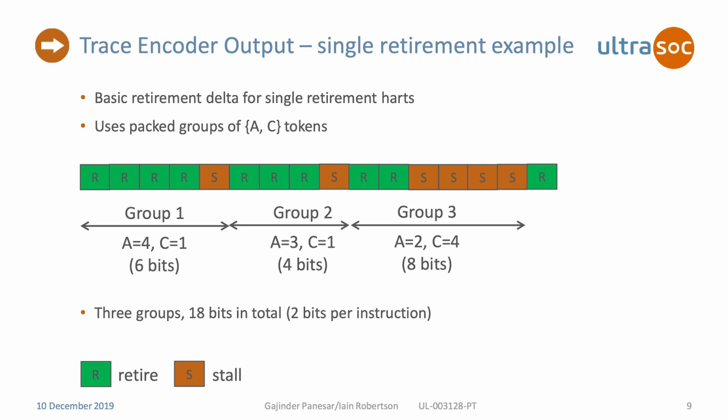If we look at the first group, we see how this works. In this first group we have 4 consecutive cycles where instructions retired, followed by a single stall. So A represents the number of cycles on which instructions retired consecutively, so that's 4. And then we have a single cycle stall, which is represented in C. And then you follow the same pattern for the other groups. You see in group 3 we have 2 instructions retired, followed by 4 stalls. Below those in brackets, I've shown the number of bits required when you translate those into Elias gamma codes. So that's 3 groups, 18 bits in total, which in this example is 2 bits per instruction.